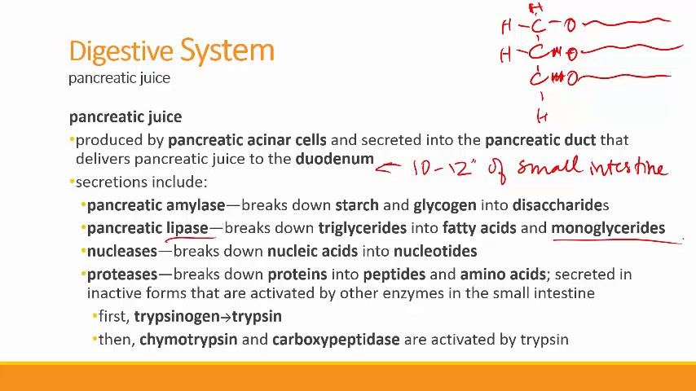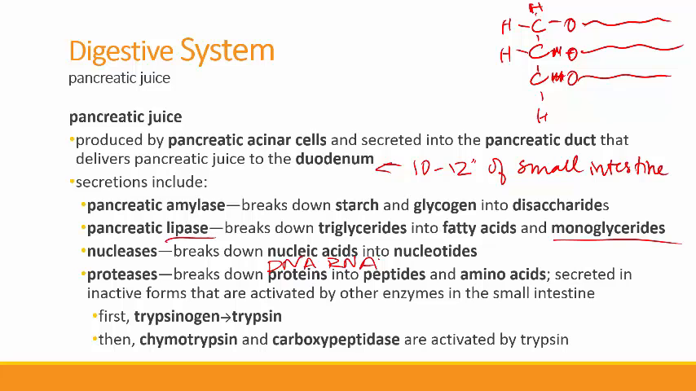Pancreatic juice also includes a type of enzyme called nucleases. These break down the nucleic acids, and recall, nucleic acids are DNA and RNA that we find inside the cells, and they break them down into their constituent nucleotides. So it's the nucleotides that are the monomers for a nucleic acid polymer.